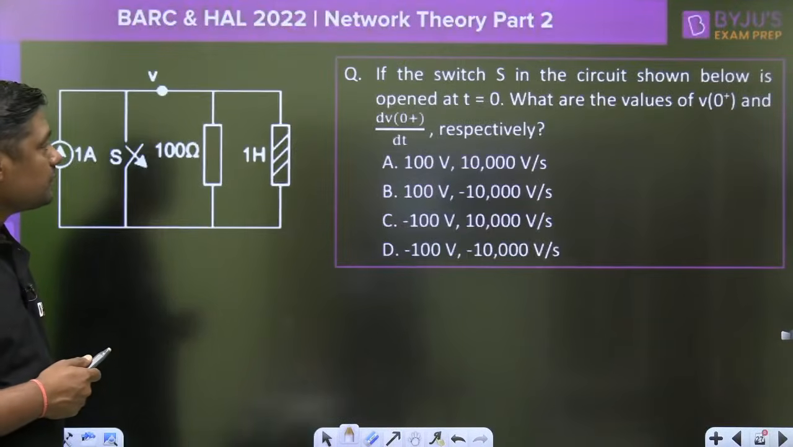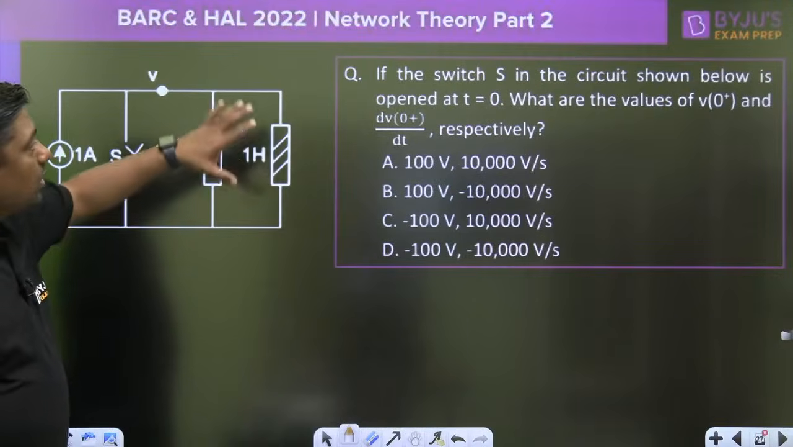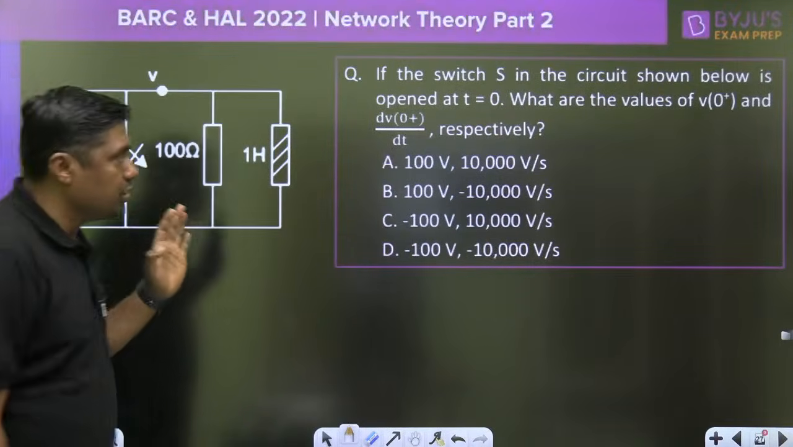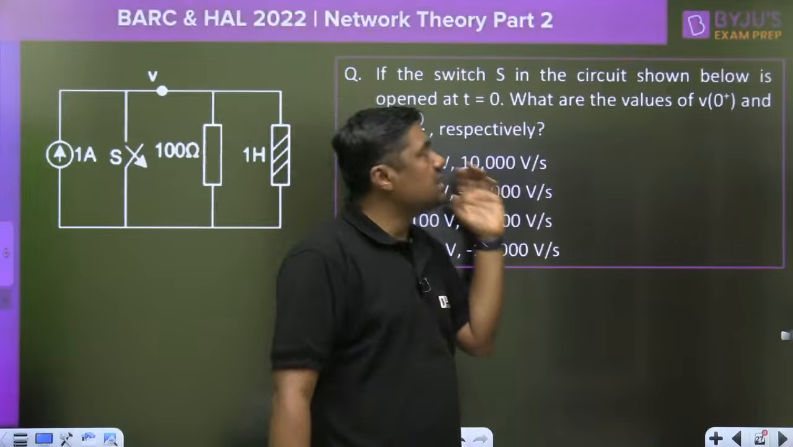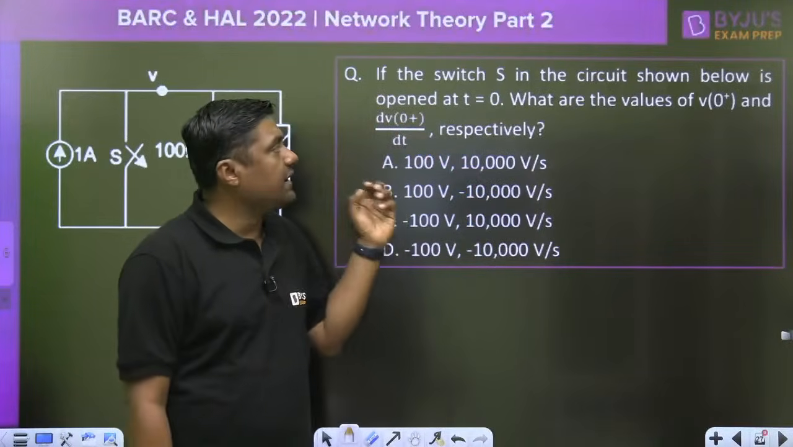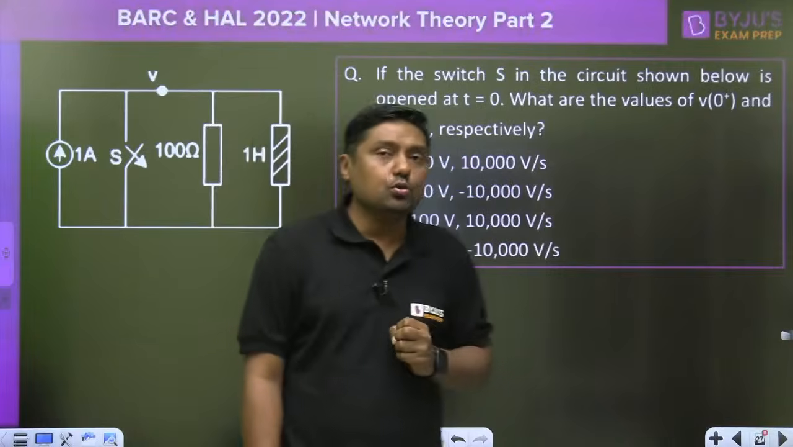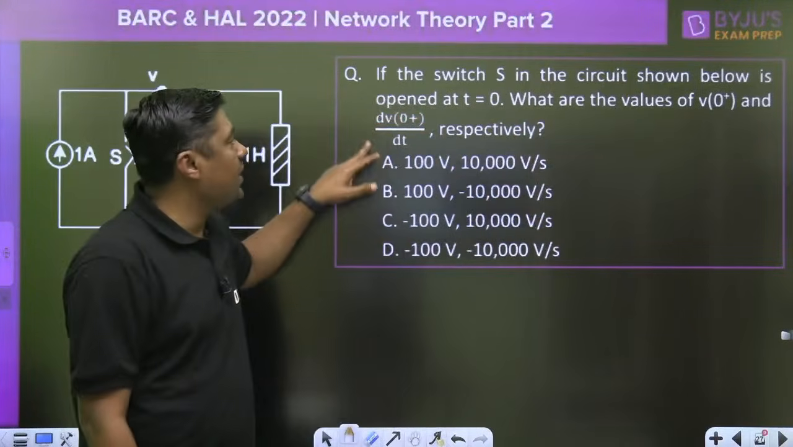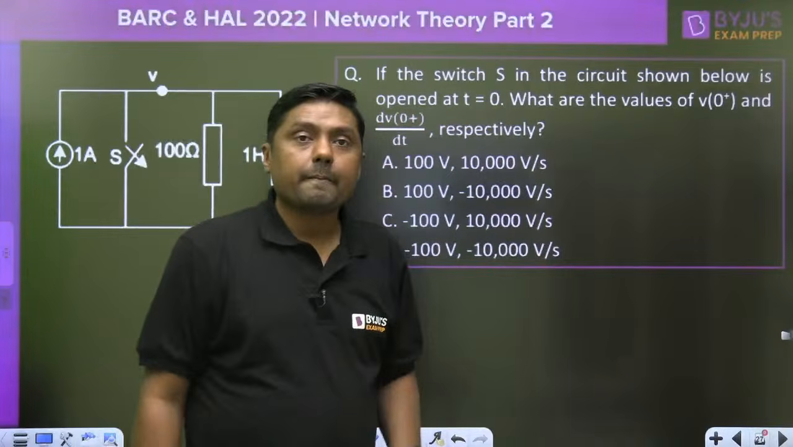Now, if the switch S in the circuit shown below is opened at t equal to 0, what are the values of V0 plus and dV by dt at 0 plus respectively? Yes, please.